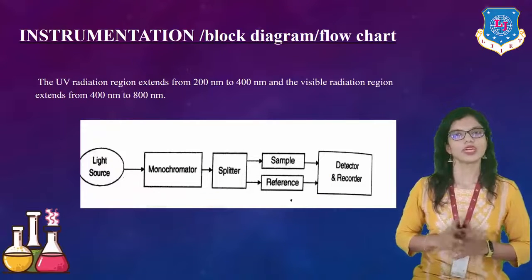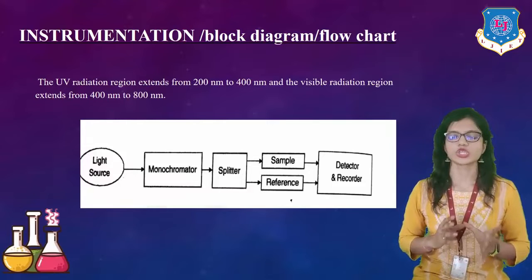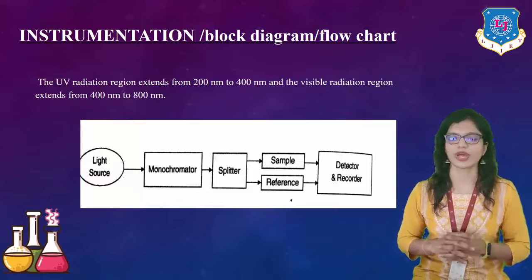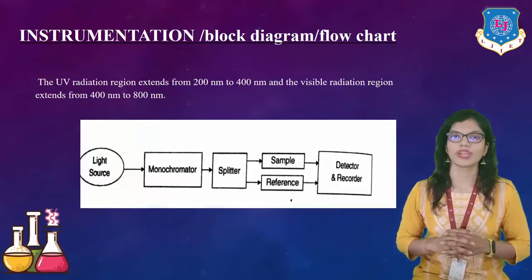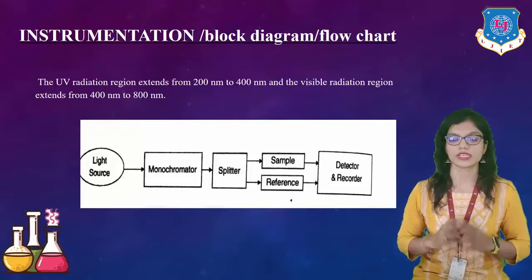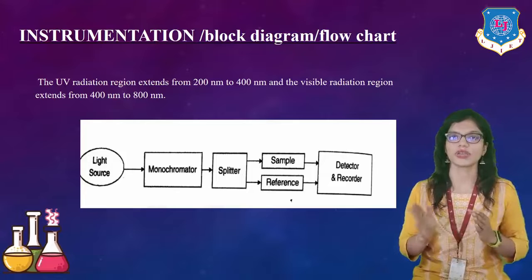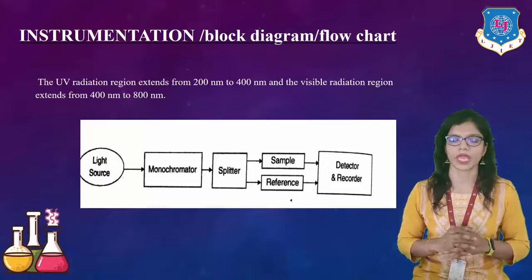Now let's move ahead to the instrumentation part. The instrumentation is also known as block diagram. It is also known as flow chart. It can be denoted as I show you in the image. Here the UV radiation region extends from 200 to 400 nanometers, and the visible radiation region extends from 400 to 800 nanometers. So what you need to make sure is that we have a whole range, that is 200 to 800 nanometers.